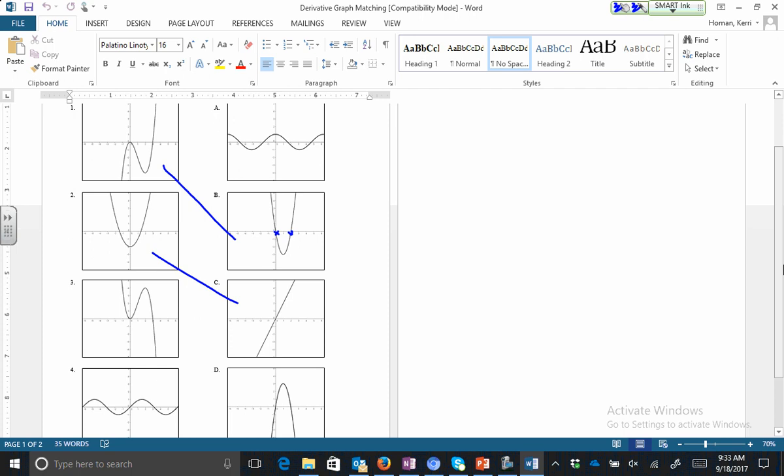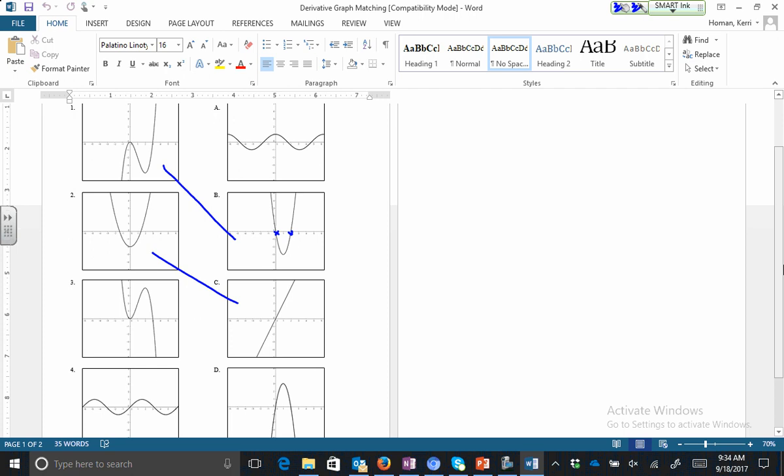Can you tell me why? How did you know to match that? Because from the 2 on the left side, it's constantly decreasing all the way down to 0. So on C, all of the y terms are below the x-axis, and then on the right side, they're all above. Okay, good.